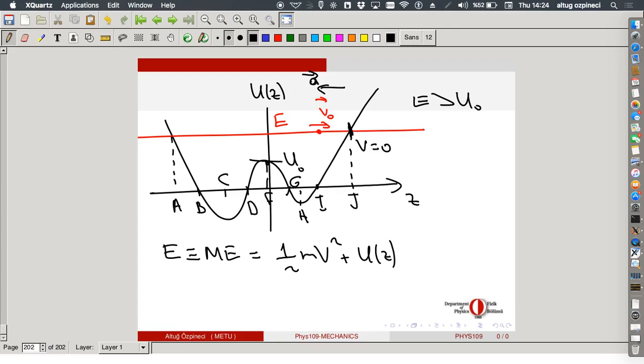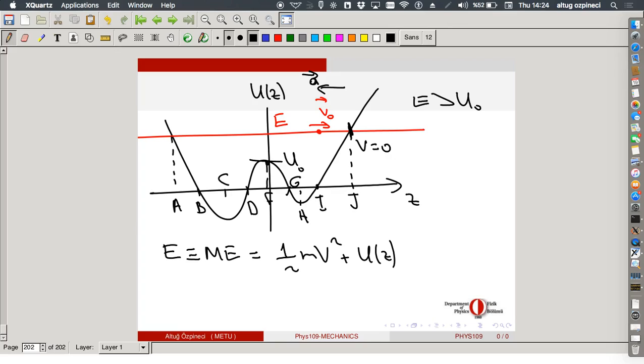I'm moving from H to F. uz is increasing. If uz is increasing, then the speed should be decreasing. So I'm slowing down from the point H to the point F. This is the direction of my velocity. If I am slowing down, it means my velocity is changing in this direction.